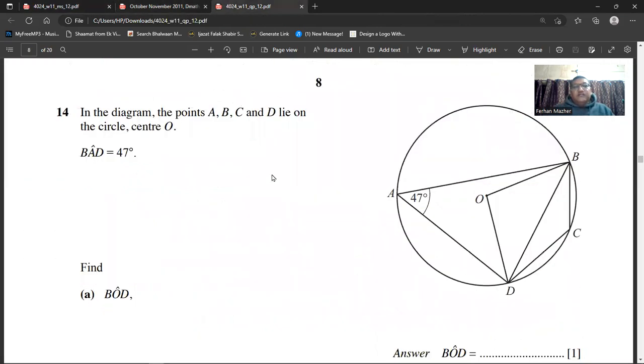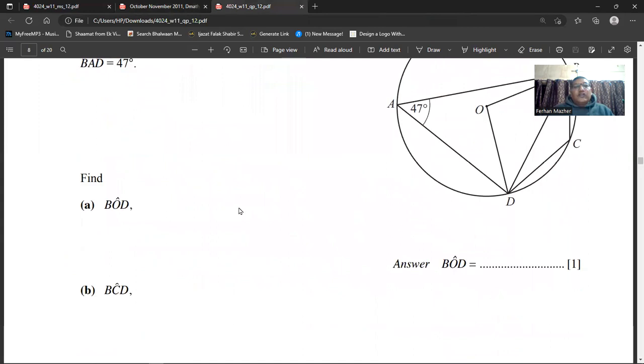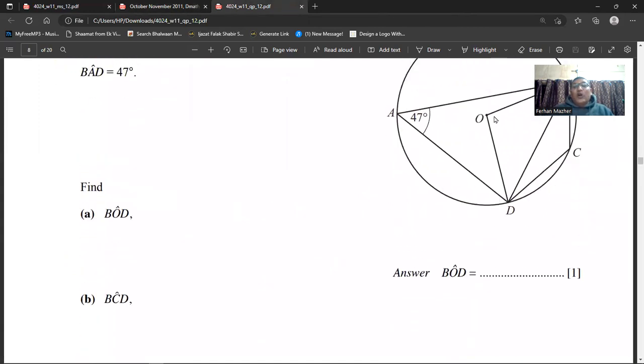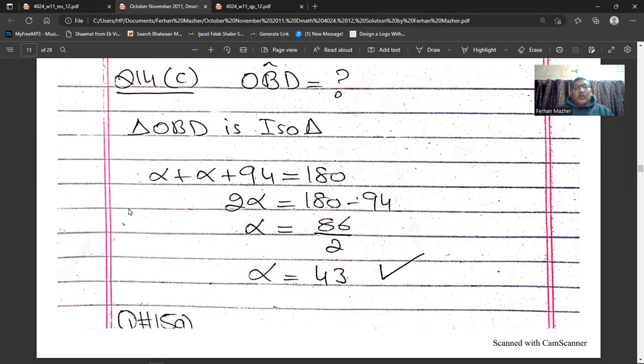Let me see. Sorry, somewhere I said this angle is 133. This is 94. Okay, so alpha plus 94 is equal to 180. So 2 alpha is equal to 180 minus 94. So alpha will be equal to 86 divided by 2, so alpha will be 43. So the angle OBD is 43.